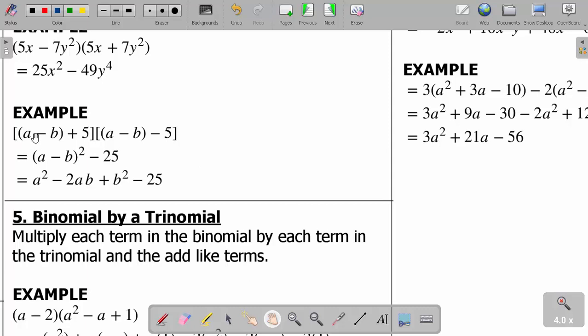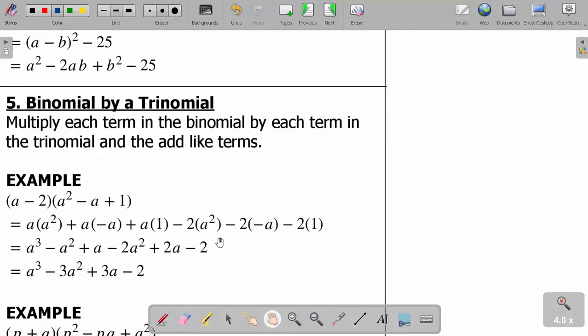Note this now: (a minus b plus 5) times (a minus b minus 5). So the first term squared is (a minus b) squared, then minus last term squared, which is 25. Now this (a minus b) is a binomial, so if I want to expand, I get first term squared, that's a squared. Then we multiply the first term by the second and double: a times minus b is minus ab, doubled becomes minus 2ab. Then plus last term squared gives us plus b squared, and minus the 25. Hope we are together.